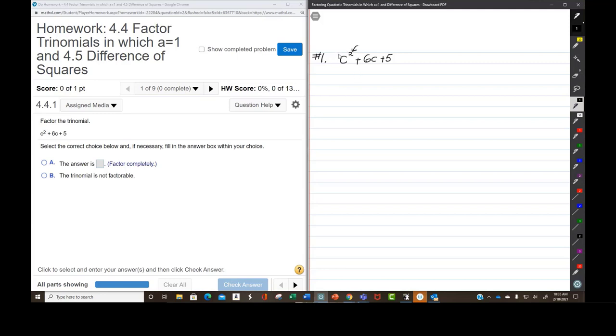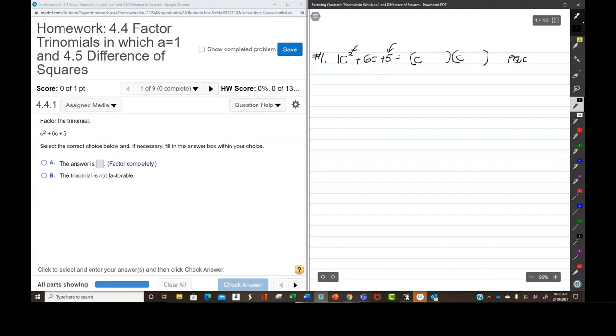Because when a equals 1, when the a number equals 1, you can immediately do this. Break the c squared apart into c and c, and then factor the constant at the end. Rather than multiplying by AC, we just look at C. I suppose it really is AC because 1 times 5 is 5, but then you don't have to go through all the steps that you had to go through yesterday. That's the great thing. I'm going to factor 5.